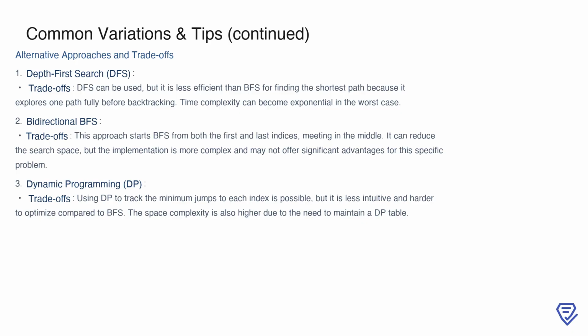Another option is bidirectional BFS, which starts the search from both the first and last indices and meets in the middle. While this approach can reduce the search space, its implementation is more complex and doesn't necessarily provide significant benefits for this specific problem. Finally, dynamic programming, or DP, is another potential solution. It involves tracking the minimum jumps to each index, but it's less intuitive and harder to optimize compared to BFS. Additionally, DP typically requires more space to maintain the table, making it less efficient overall for this problem.